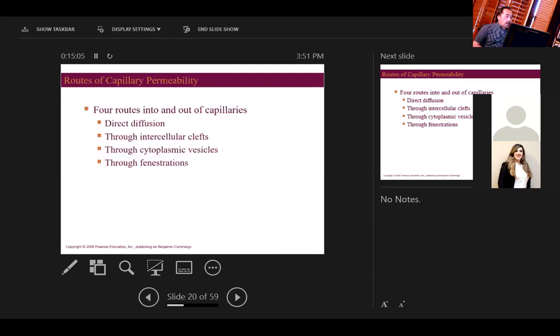Okay. So next, you have different routes in and out of the capillary. You can either do direct diffusion through the cell membrane of the endothelium, or you can go between the clefts, the gaps between the cells, or it can be carried through vesicles.